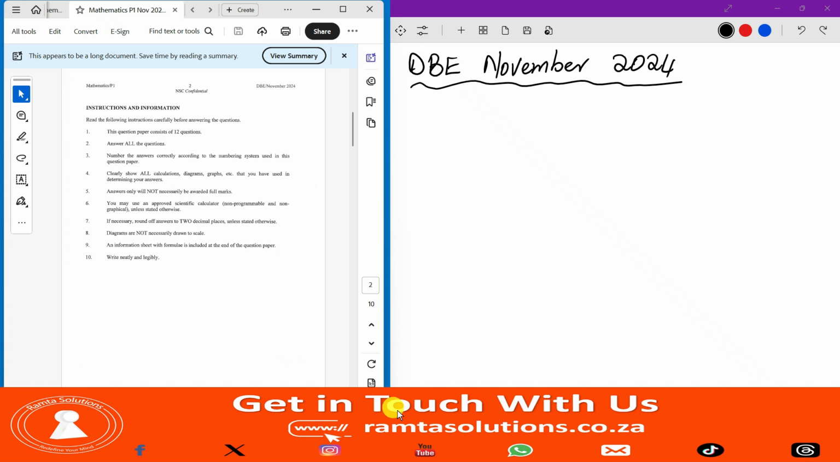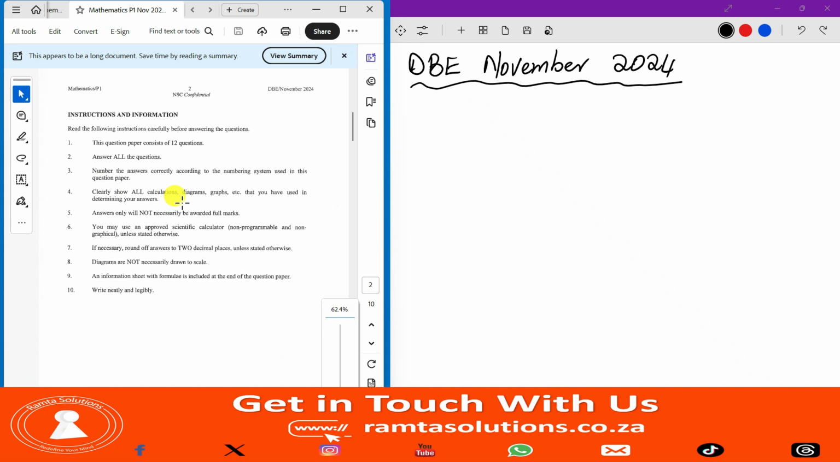For example, instruction number 4 says, clearly show all calculations, diagrams, graphs, etc. that you have used in determining your answers. Instruction 5, answers only will not necessarily be awarded full marks. And then instruction number 7, if necessary, round off answers to 2 decimal places unless stated otherwise. A further tip on this is that in the middle of your calculations, if you happen to have decimals, perhaps keep your answer to 4 decimal places and only round off the final answer to 2 decimal places.